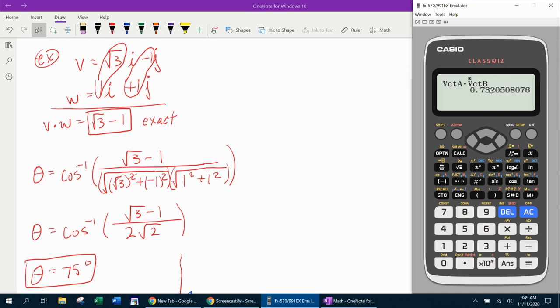And notice that it gives a decimal approximation, which we can verify is square root of 3 minus 1 real quick by typing that in. Square root of 3 minus 1, same value. So even though the dot product on the calculator doesn't give the exact radical answer, it will give the decimal approximation, which means you can use it to verify your exact answer. All right, so let's hit clear.